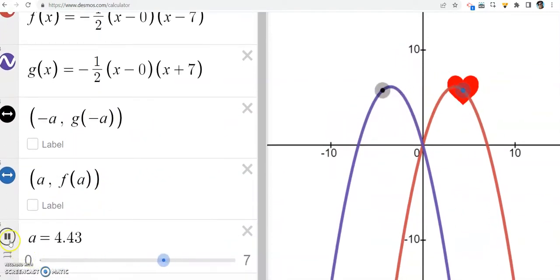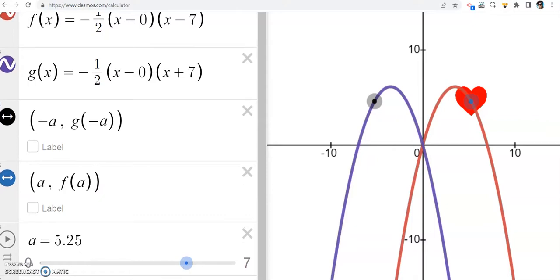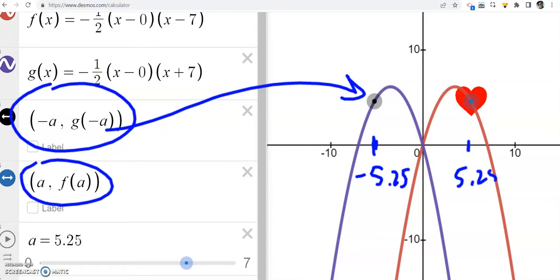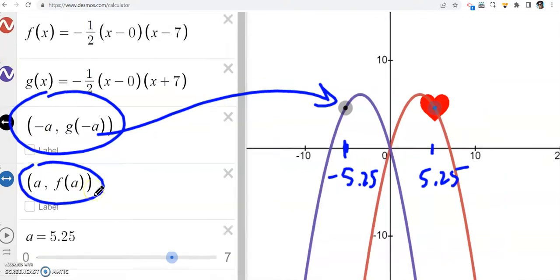Okay, so what's going on here? Let's pause this. When a is 5.25, this one will be at positive 5. This one will be at negative of a, so that'll be at negative 5. One of them is on the purple graph, one of them is on the red graph. We can hide those later. Okay, so that's what this is. This right here is that point, and it's at negative 5.25. This one's the same point, but at positive 5.25. So pretty much the same equation, but with negative instead of positive. That's how we get more than one point going.